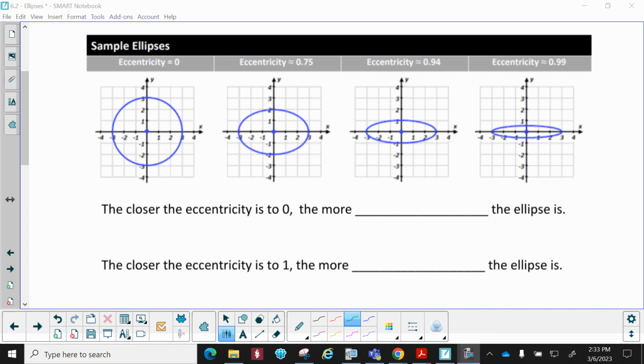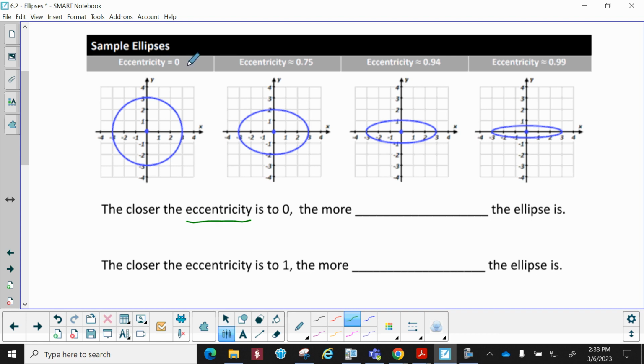Okay, so there was one more quick topic with ellipses that I did want to try to get through, and it is called the eccentricity. Now, there are 4 examples here, and you can see what the eccentricity is of each ellipse.